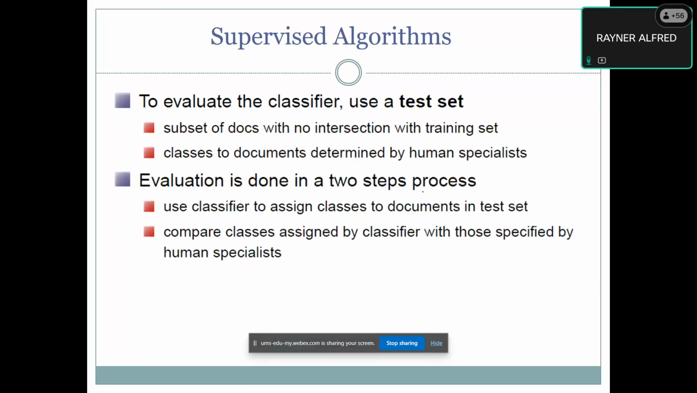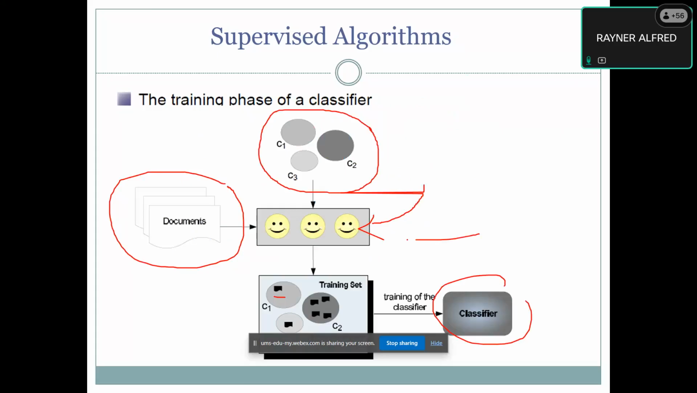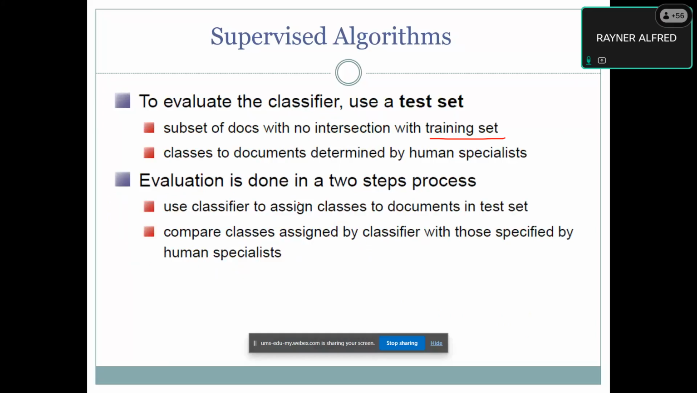So to evaluate the classifier, we use a test set. This is the second part of our data set: a subset of documents with no intersection with the training set. That means we have no overlapping. The classes of the documents will be determined by the human specialist. So we have the training documents, we have the testing documents, we have the classes. So we assign the label to the documents.